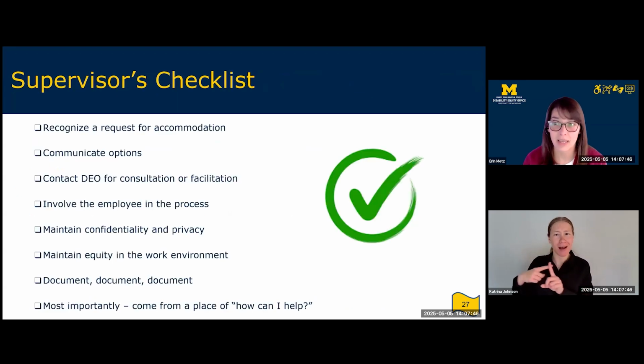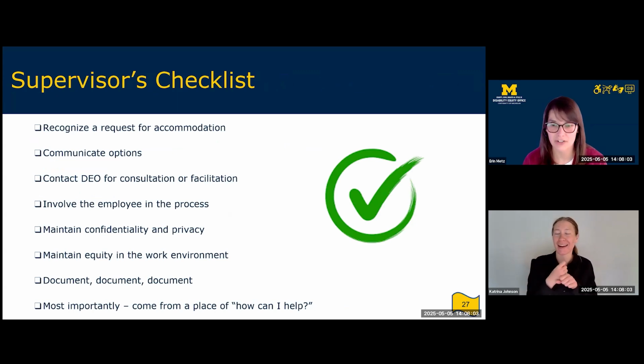This is a great slide to keep handy for instances where the Disability Equity Office may not be as involved in the interactive process because an employee went directly to their unit. But we're always available to consult when questions come up. So we've created the supervisor checklist.